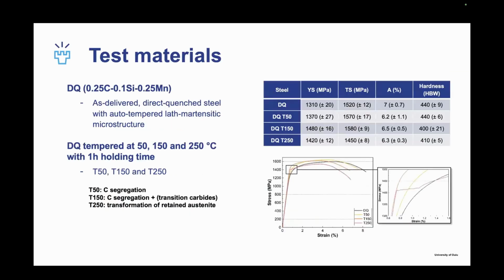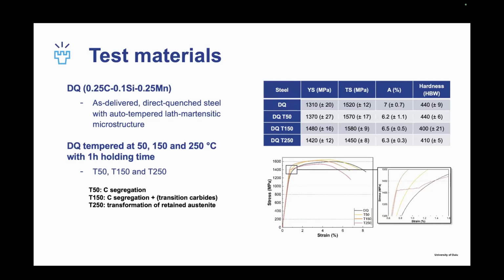As for the test materials, we have the original direct quenched steel from the steel company, which has an auto-tempered lath martensitic microstructure. We tempered this direct quenched steel at 50 degrees, 150, and 250 with 1 hour holding time. This was specifically done so that we can see all these different effects. So we have carbon segregation with 50 degrees, then again, carbon segregation with 150, and the possible formation of transition carbides. But spoiler alert, we didn't find them, but we still keep looking at TEM. And with 250, we have the transformation of retained austenite.